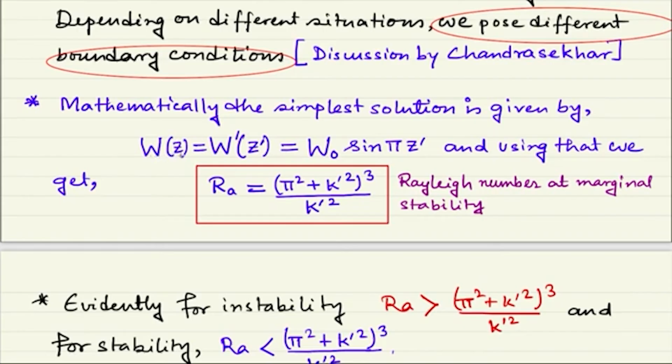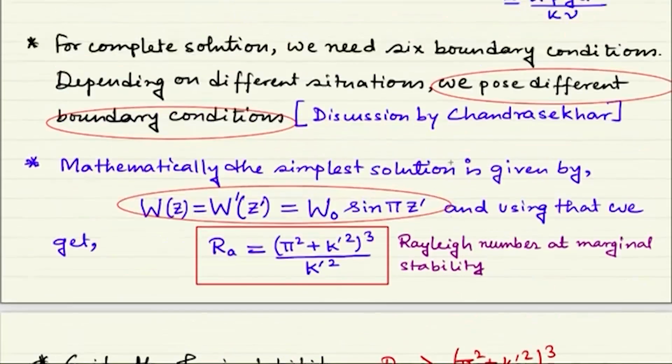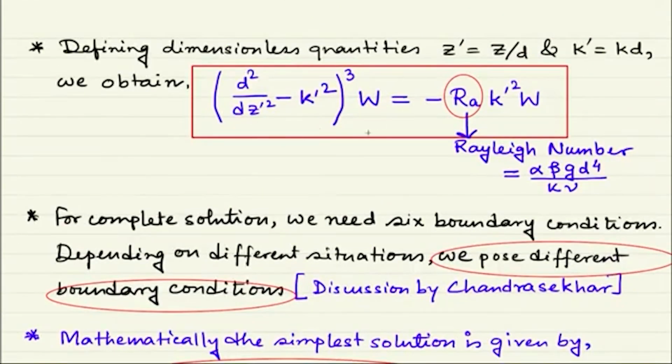Mathematically, the simplest solution is given by this. We can write w(z) as some function w prime of z prime, which is equal to w0 sine pi z prime. If we use that, we get the Rayleigh number as nothing but pi square plus k prime square, whole cube, by k prime square. This is a very simple solution which satisfies this equation, and you can check that.